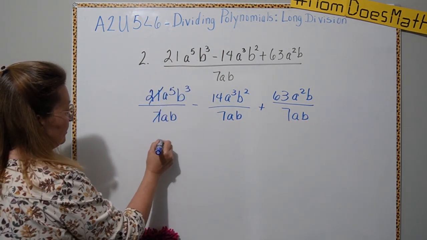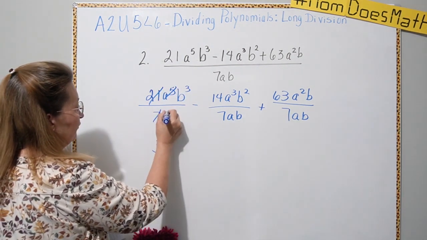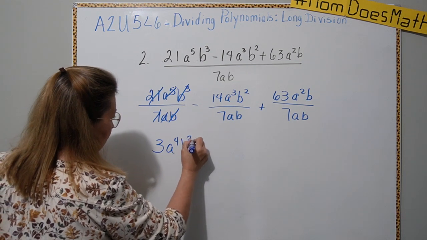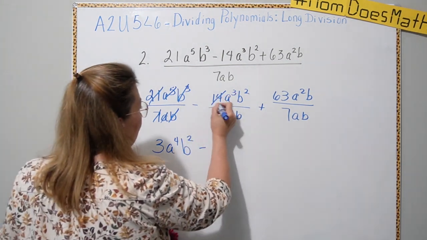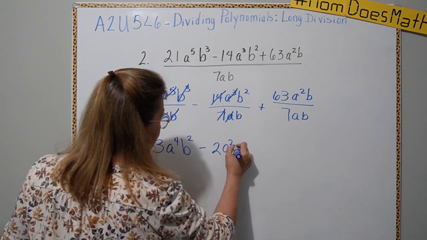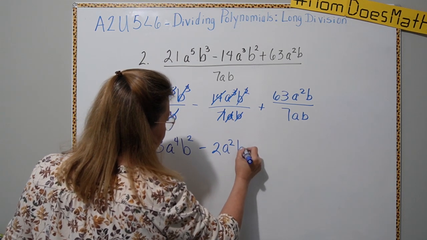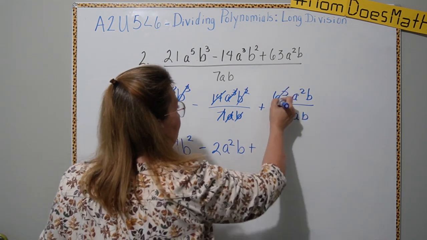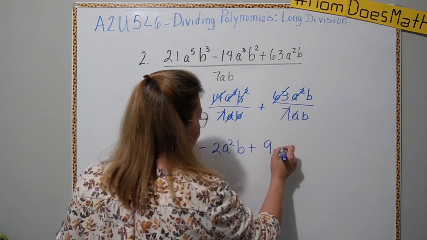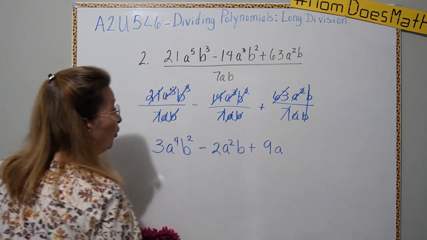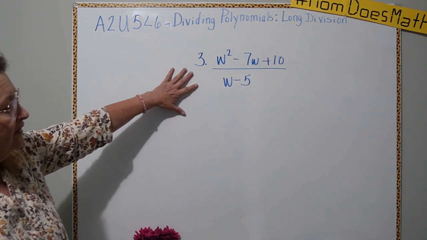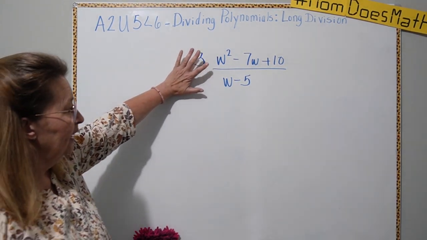So 21 over 7 leaves me with 3. A to the 5th over a gives me a to the 4th, and b to the 3rd over b gives me b squared. Right over here, 14 over 7 is 2. A to the 3rd over a gives me a squared, and b to the 2nd over b gives me b. And then here, 63 over 7 is 9. A squared over a is a, and b over b just makes 1, so I don't have to write it. And that's your answer.